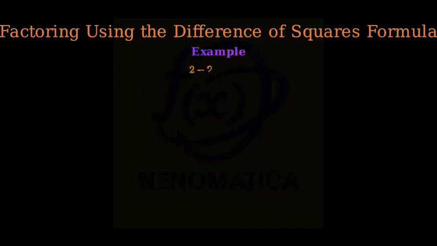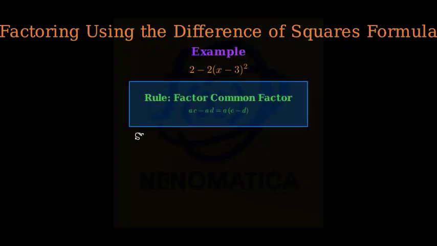We want to simplify the expression 2 minus 2 times the quantity x minus 3 squared. Let's solve this step by step. First, we'll factor out the common factor of 2 from both terms. According to the distributive property, we can factor out the 2 to get 2 times the quantity 1 minus the quantity x minus 3 squared.